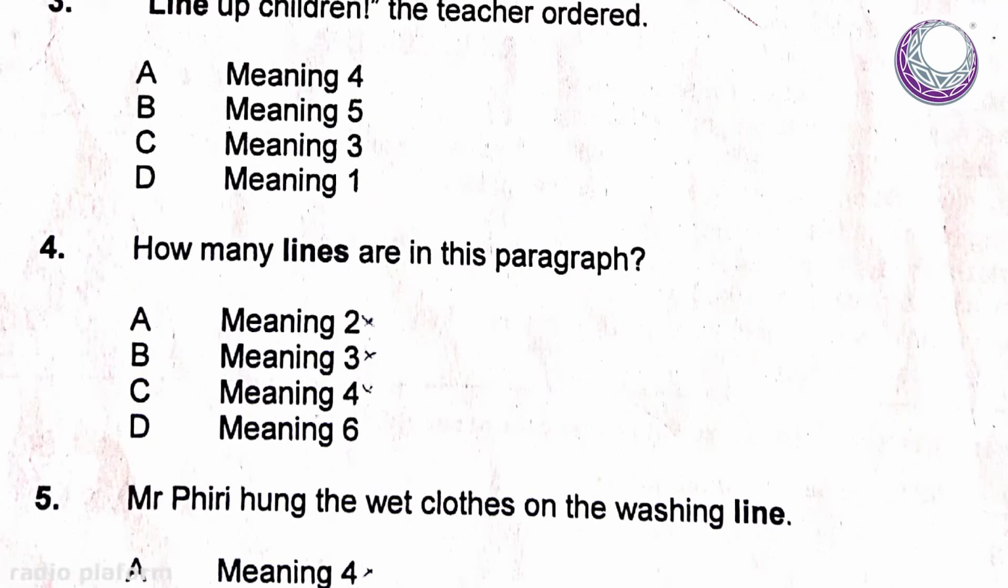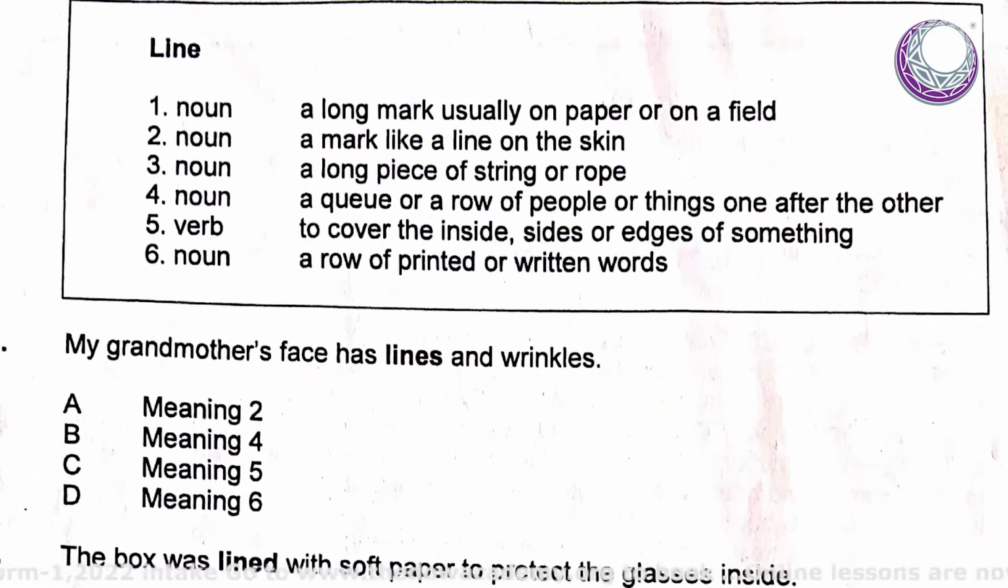Then the fourth one, how many lines are in this paragraph? A paragraph or any text that is written in a book always has lines. As the paragraph progresses, there are lines there. So here we go. So which one will qualify in this case?